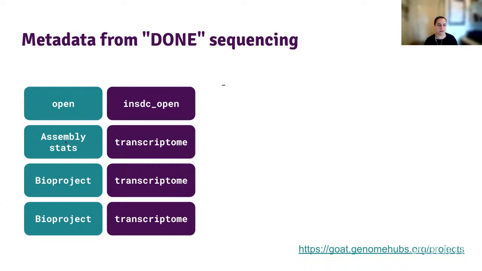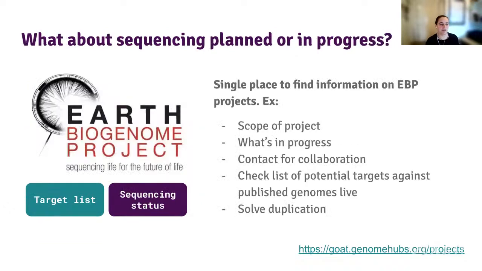So the stats for the assembly: N50, scaffold, Busco analysis, and bioproject information, meaning which bioproject an assembly has. I put bioproject twice because it's the bioproject for the assembly, but also the bioproject for the Earth Biogenome Project initiative, so the umbrella bioprojects as well. And I really like the transcriptome. There is a way to know if there is RNA data for your species.